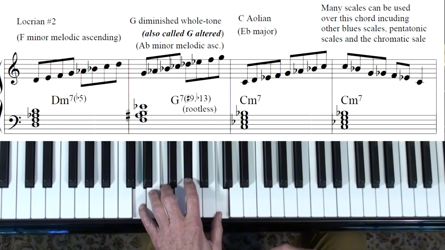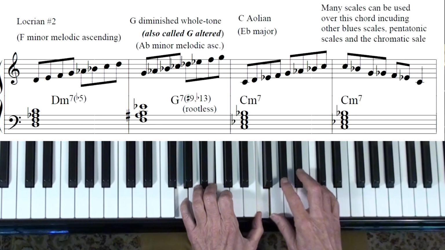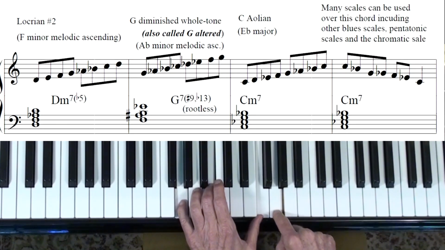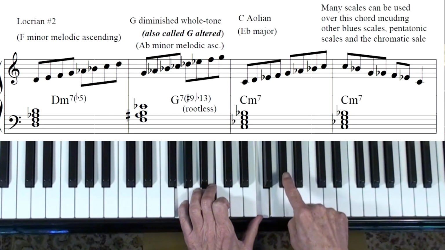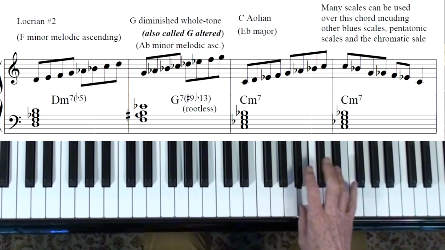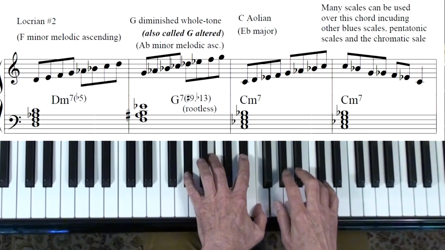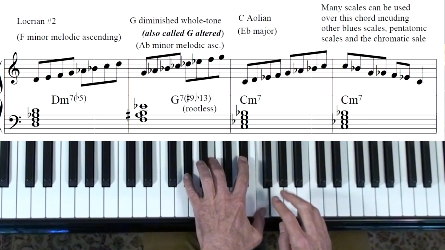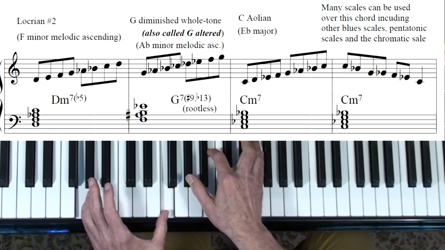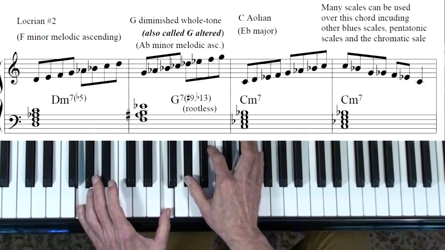And then we're going to go to a G7, and I'm going to use the altered scale. Now, the altered scale is the minor melodic ascending, but you won't start on G, you're going to start on A flat. So minor melodic ascending in A flat. See, like A flat minor 6. And by the way, if you used an A flat minor 6 over a G7 like that, you've got a G7 altered dominant there.